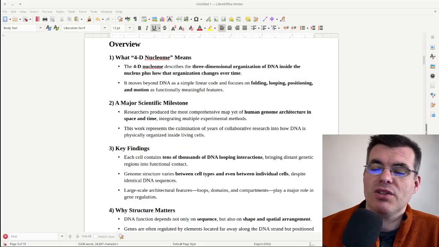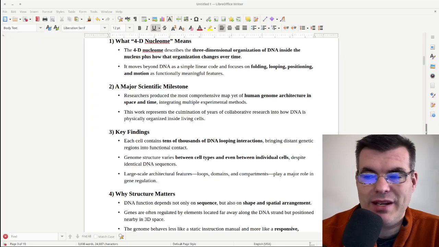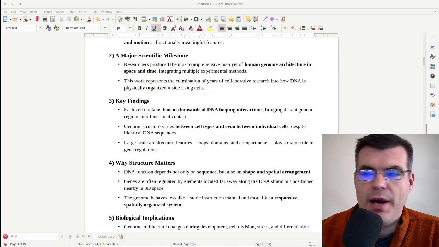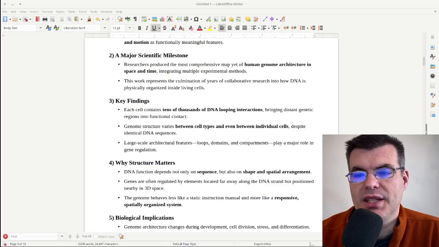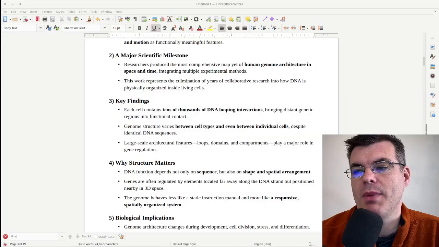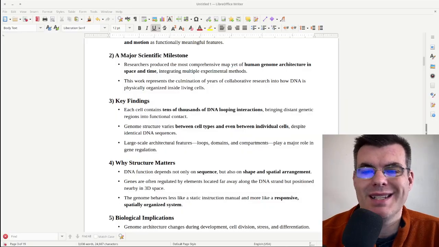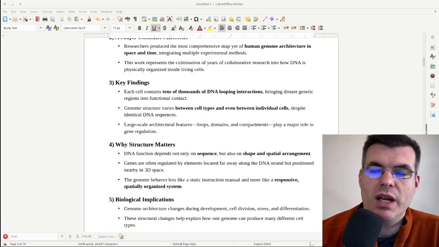A major scientific milestone: the researchers produced the most comprehensive map yet of the human genome architecture in space and time, integrating multiple experimental methods. This work represents an accumulation of years of collaborative research into how DNA is physically organized within the cell. And if you can imagine, this would be quite an undertaking.